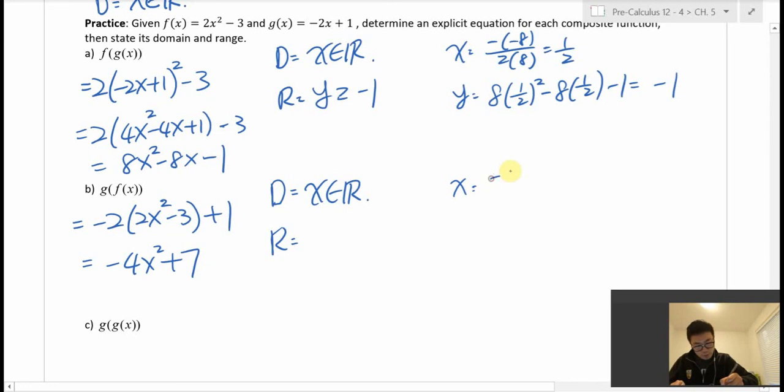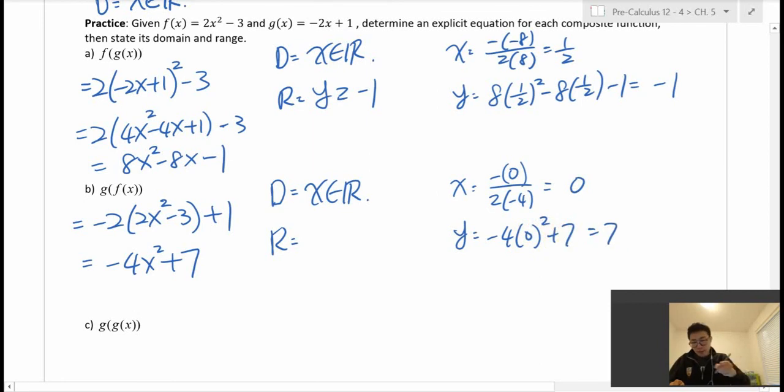It's going to be -0, because the value b is 0, because there's no middle term here, times 2 times a, which is going to be 0. Therefore, the y value is simply putting 0 into x, which is going to be 7. This time, the leading coefficient is negative. Therefore, the parabola opens downwards. So we actually have a maximum. And therefore, y should be less than or equal to 7 in this case.